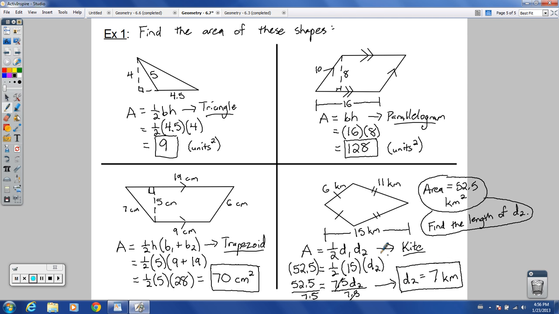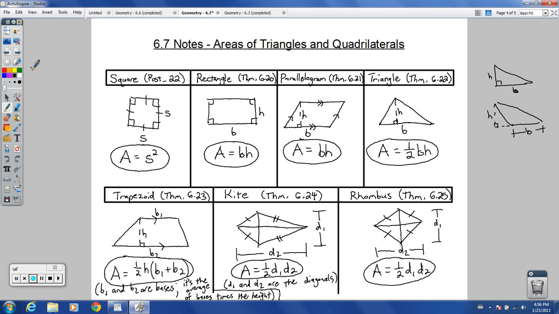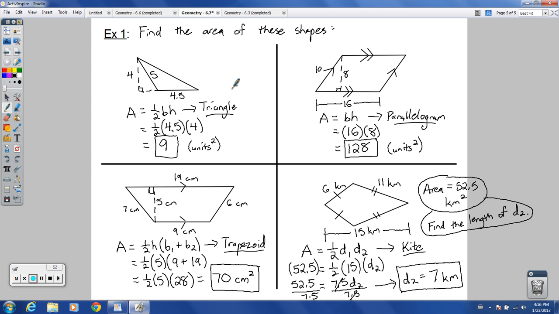And so we did not do a square or a rectangle because I'm hoping those are pretty easy for you already. There was one other one. We didn't do a rhombus, but a rhombus is exactly like a kite. And so that should help you do both of those types. So we did, I think, 4 of the tougher ones here. Go back and review as needed.